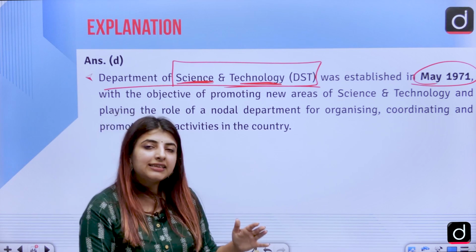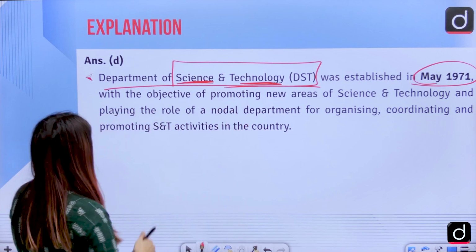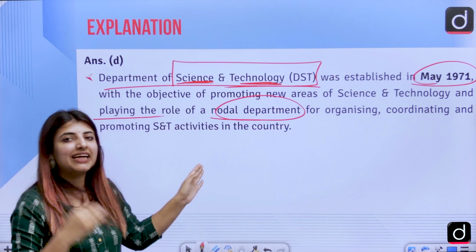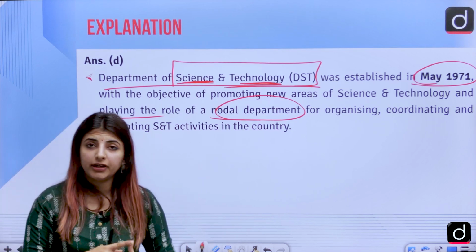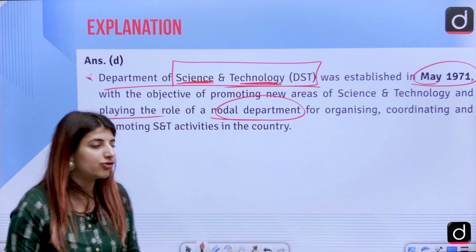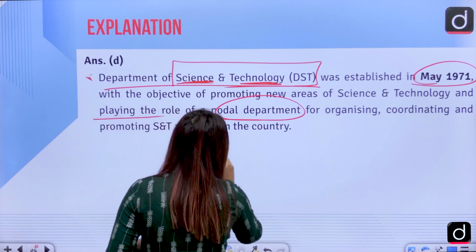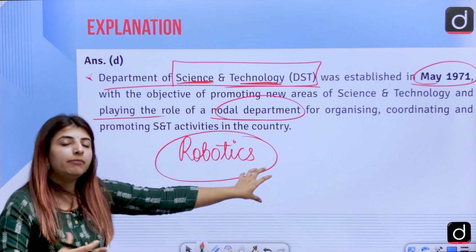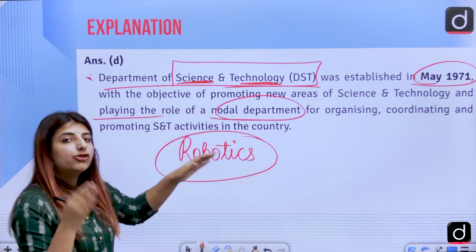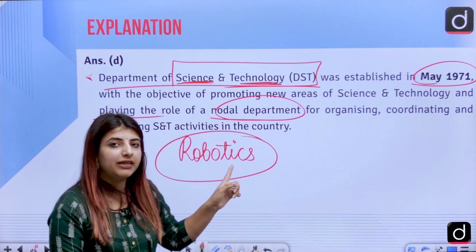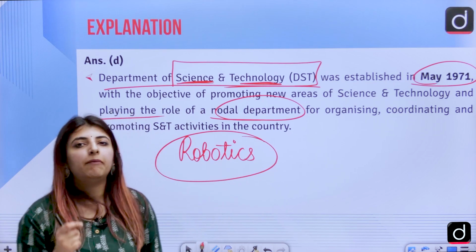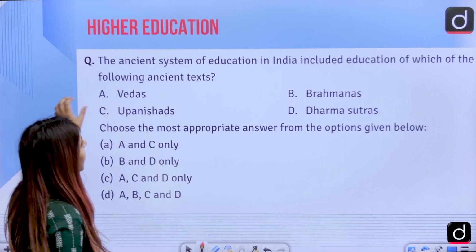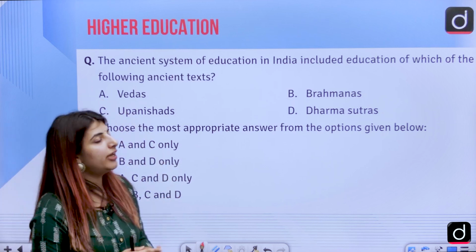So we have different types of sciences as well. All of them come under this very department, playing the role of a nodal department for organizing, coordinating and promoting science and tech activities in the country. That if a student wants to become or wants to get engaged in robotics, for example, what could be provided, what things can be organized, how can that be coordinated among different institutions, right? So that is the job of this very department of science and technology, which was established in the year 1971.